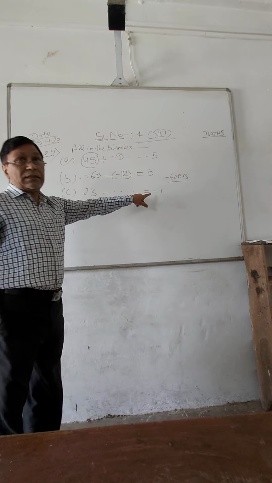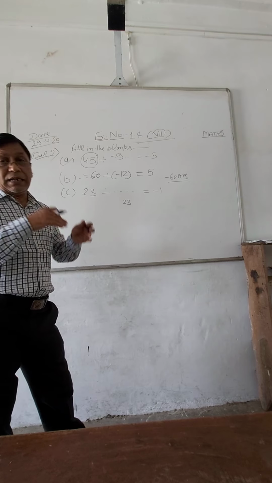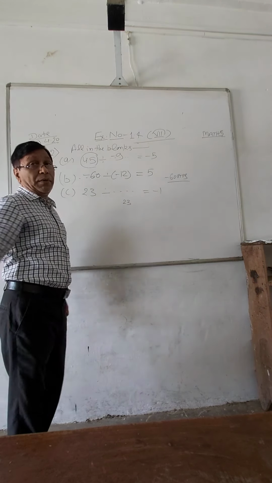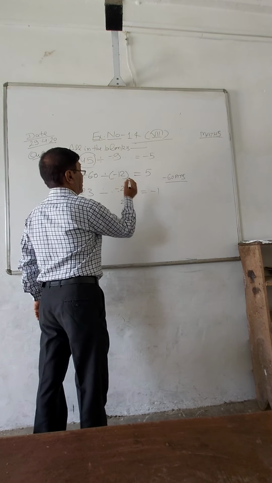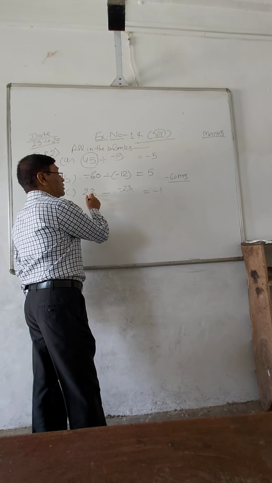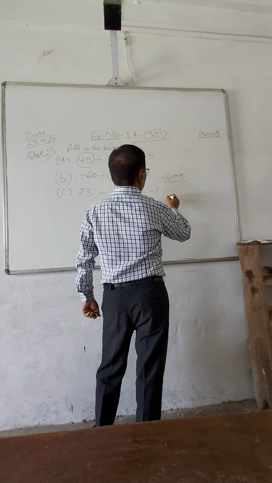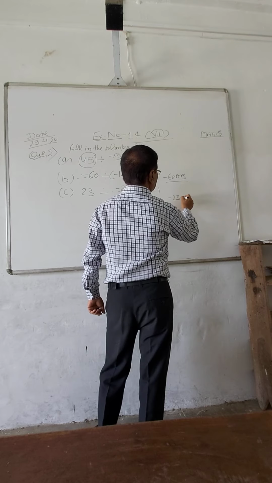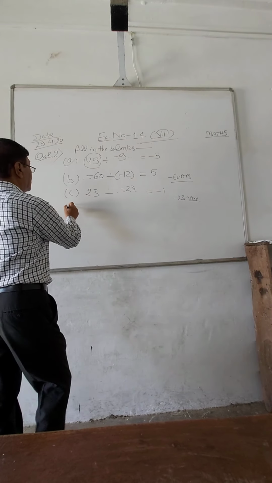But result is negative. So negative when it comes? When one is positive and another is negative. Since it is given positive, so another will become negative number. So here you will put minus 23. Now, the result is minus 23 divided by 23. So it will come minus 1. So answer is minus 23. This is the answer. D.